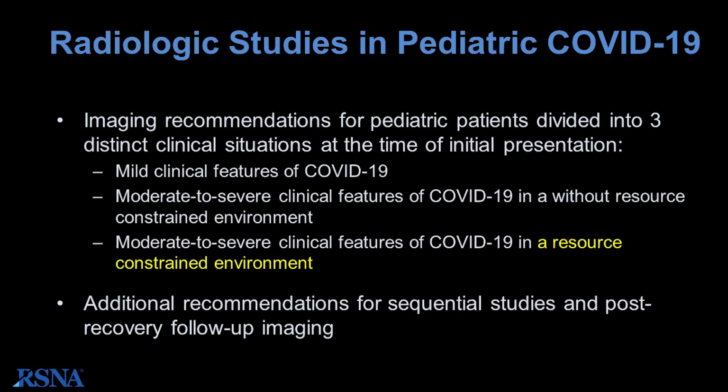For our paper, we decided to break our imaging recommendations into a few categories. First, we divided pediatric patients who are currently presenting with acute symptoms into 3 categories: pediatric patients with mild clinical features of COVID-19, and pediatric patients with moderate to severe clinical features who are not in a resource-constrained environment. Finally, moderate to severe clinical features in a pediatric patient in a resource-constrained environment. This would include environments where you have limited hospital beds, limited ventilators, and limited staff to take care of the patients. Additional recommendations were also made for sequential imaging studies over the course of the patient's treatment and post-recovery follow-up imaging.